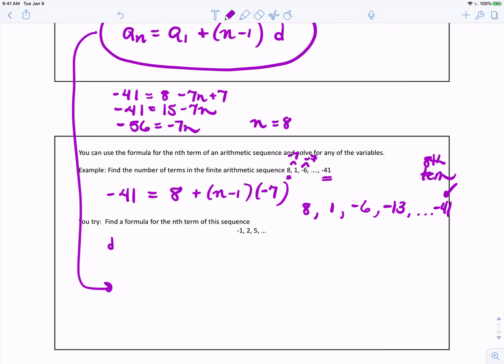So a sub n is equal to the first term plus n minus 1 times the common difference. All you had to do was find the common difference. So the common difference, if you check out the difference between all those terms, is equal to negative 3.